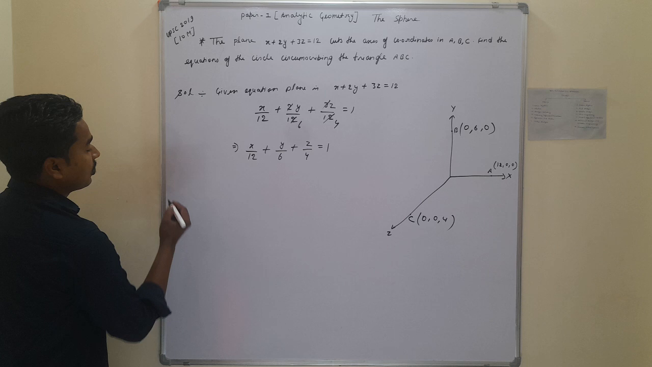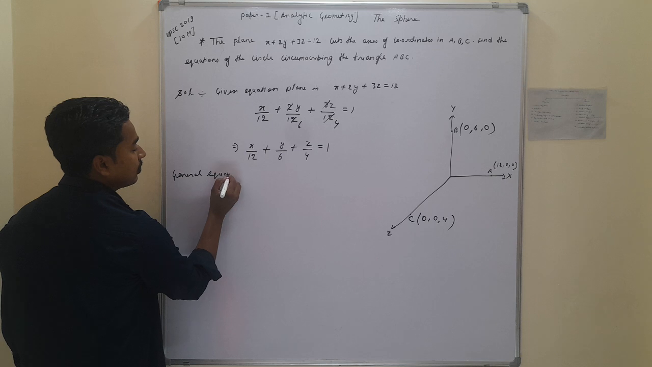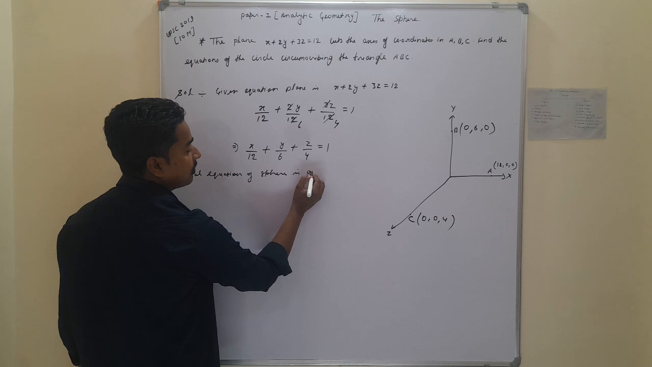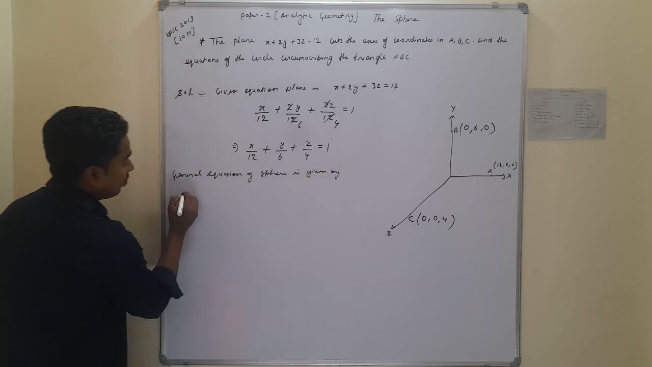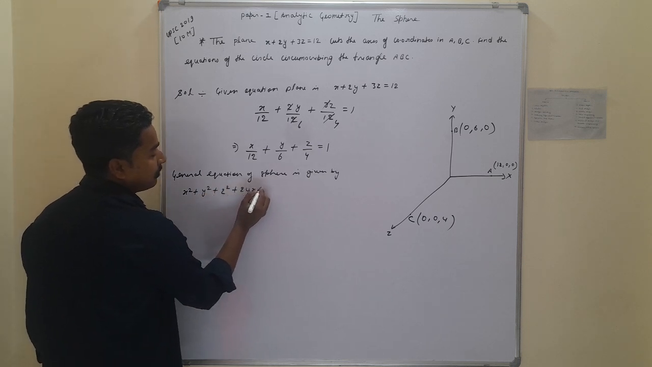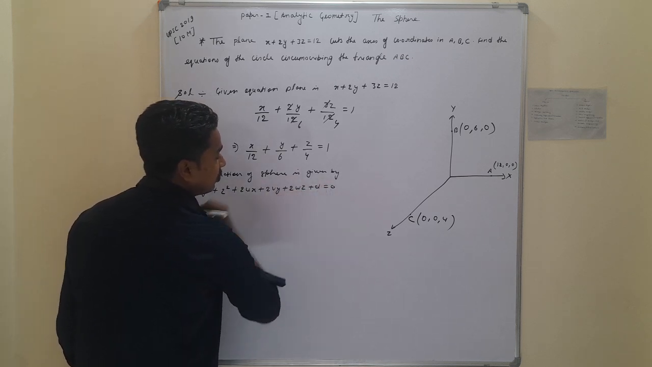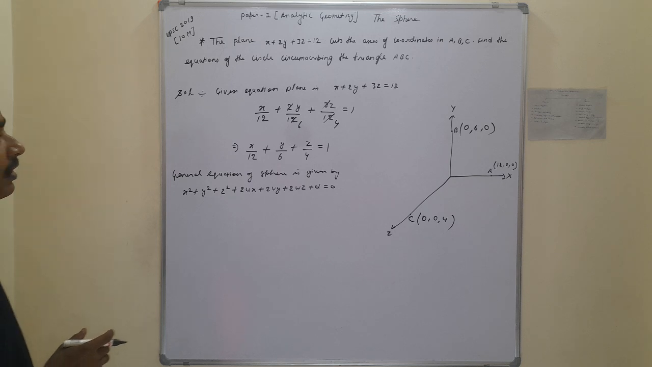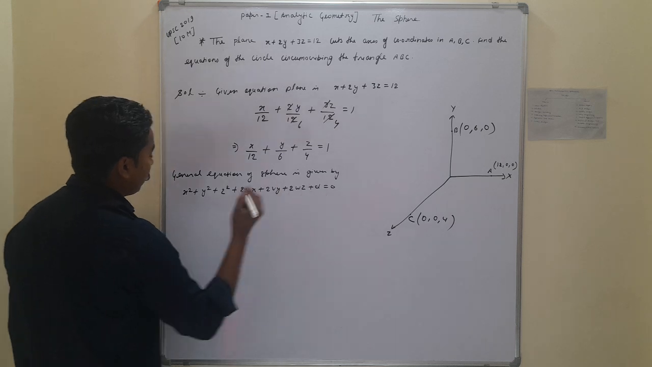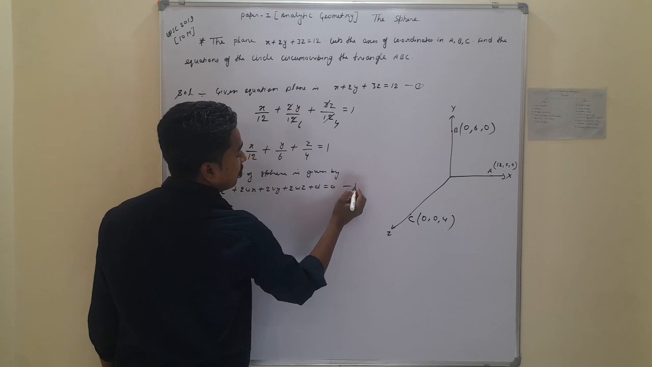And we know that the general equation of a sphere is given by x² + y² + z² + 2ux + 2vy + 2wz + d = 0. The sphere passes through the points where the plane cuts the coordinate axes, A, B, C. Let this be equation 1 and this equation 2.